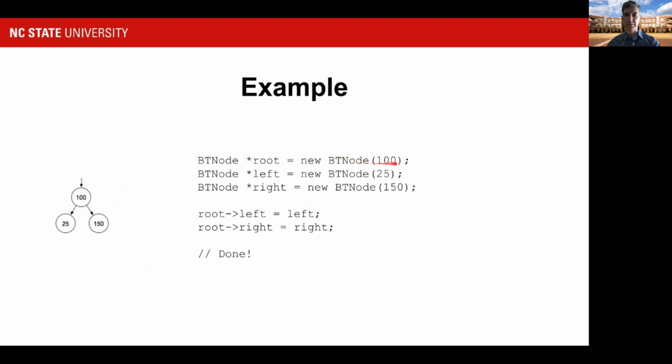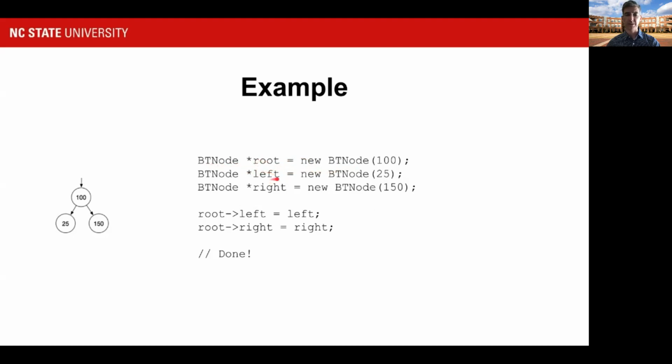So the root is going to be 100, so I make a new node, new BT node with 100. Note that since I'm using new here, that means I'm putting a node on the heap, which means I get a pointer back to the node, which means there has to be a little star over here letting me know that I'm going to store the reference to my heap object in a BT node pointer variable.